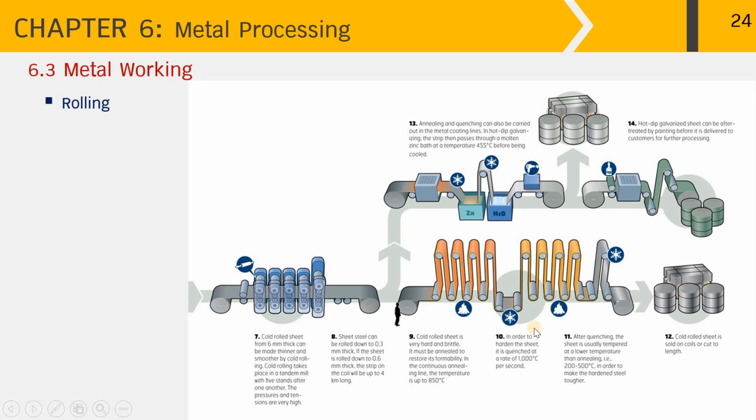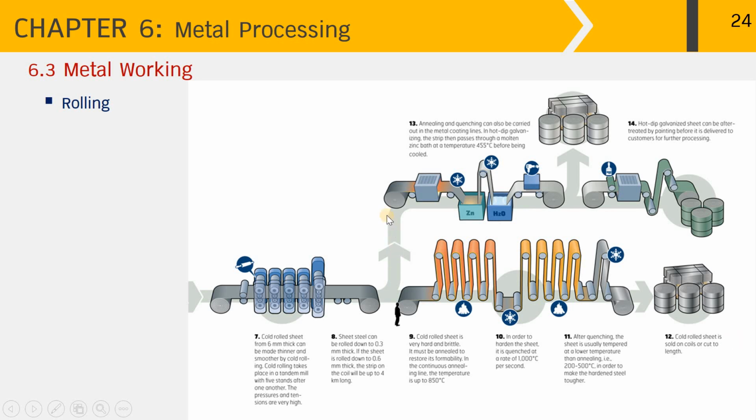And this is according to the type of the metal sheet. In this case it is the steel sheet. After quenching, the sheet is usually tempered at low temperature to restore the ductility. And tempering is done at a lower temperature than annealing. It is in the range of 200 to 500 Celsius to make the hardened steel tougher. Then finally, the steel sheet is coiled to produce the cold rolled sheet that is ready for the sheet forming operation in the next step.